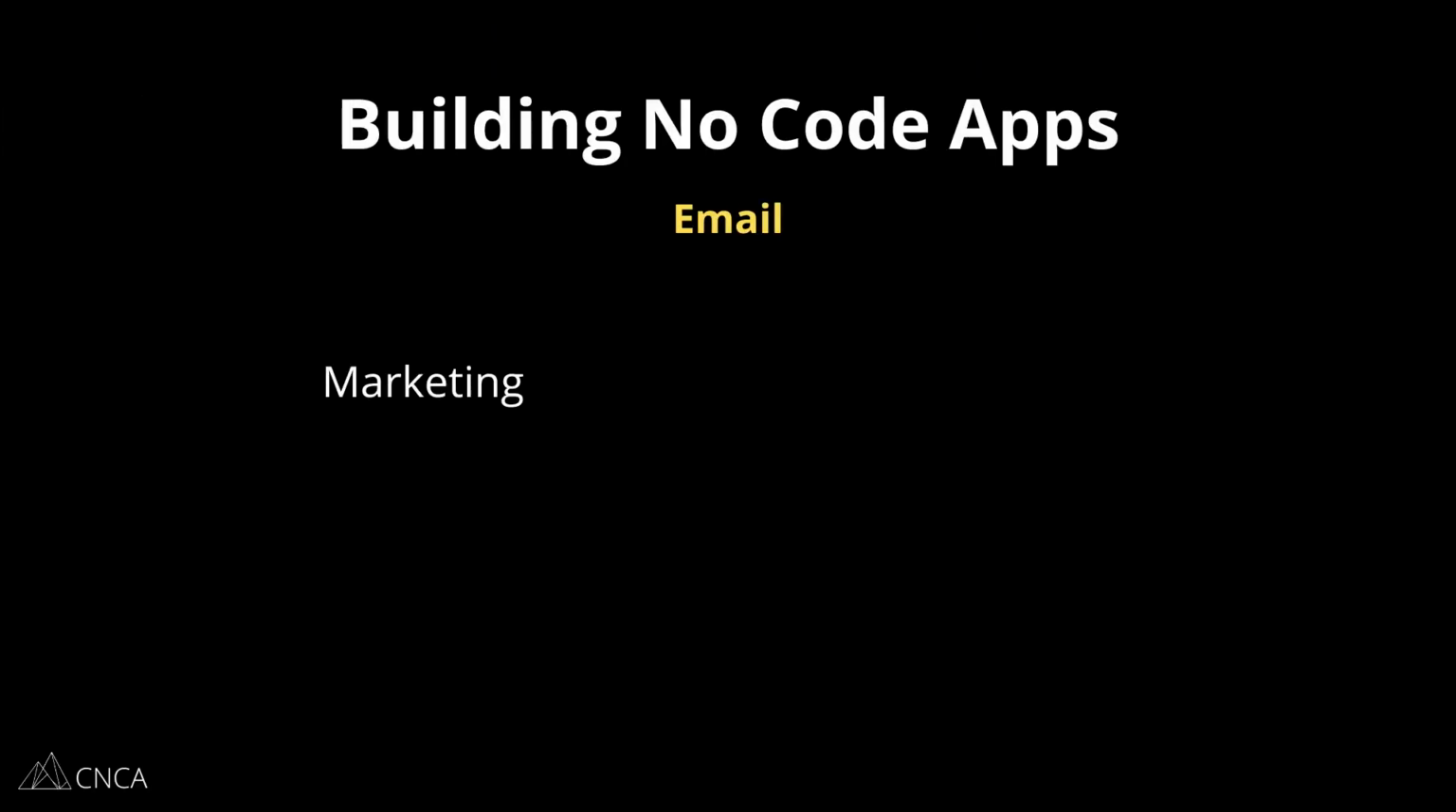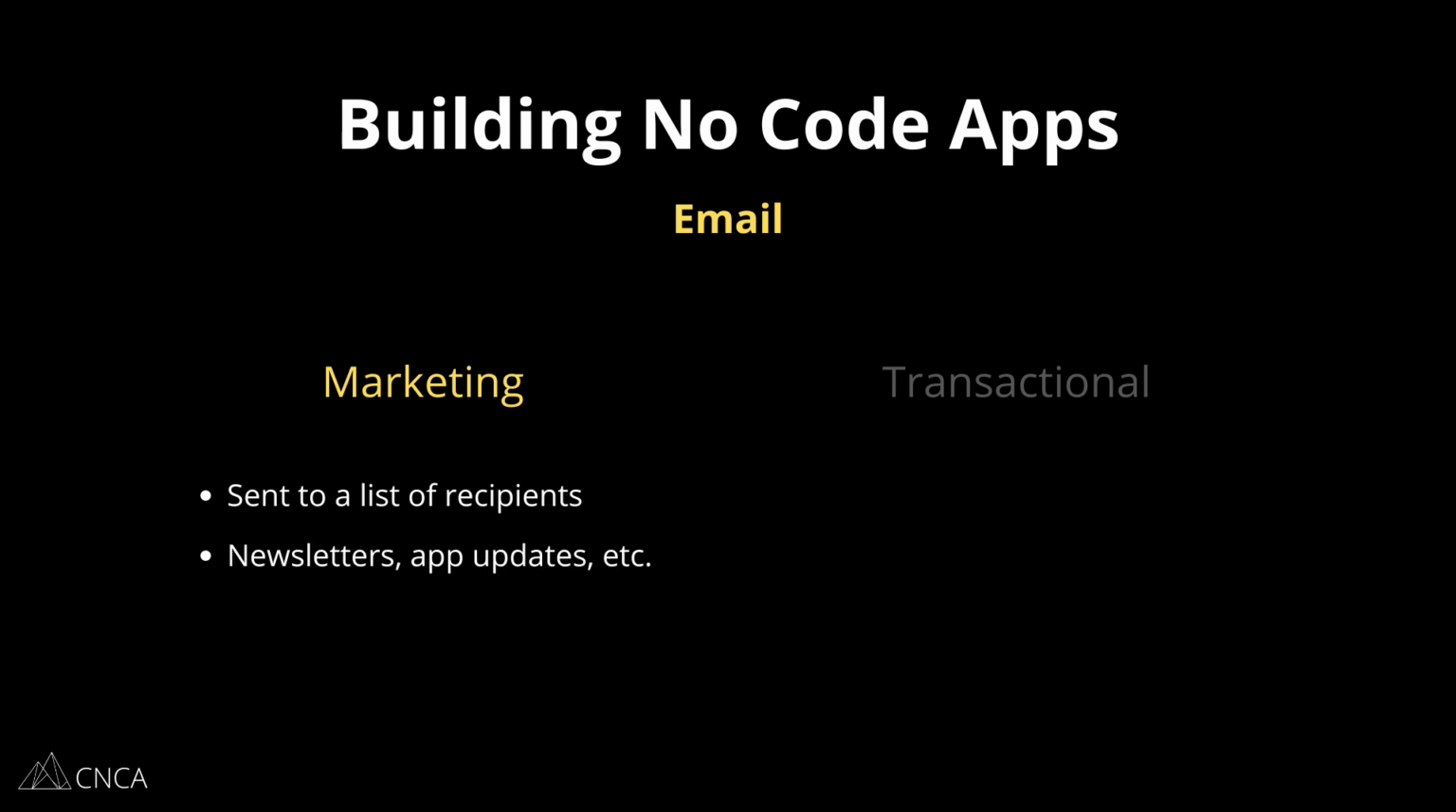Next, let's talk about email. Depending on your audience and how you want to communicate with them, you may need a more robust email sending system. And there are two types of emails. You have marketing emails and transactional emails. Marketing emails are sent to a list of people. They've usually opted in, so you can think of a newsletter, and this is generally a campaign that you've scheduled ahead of time to go out.